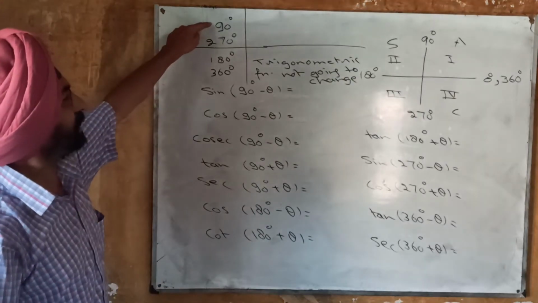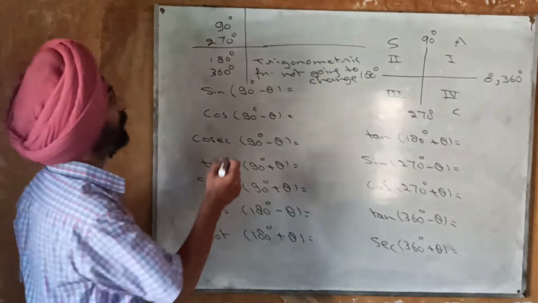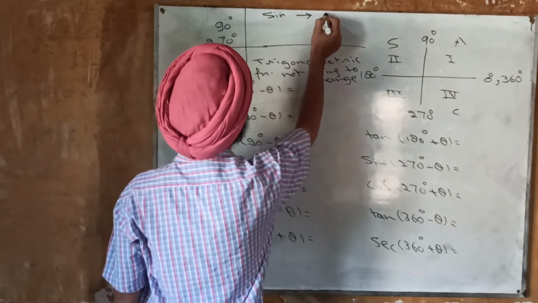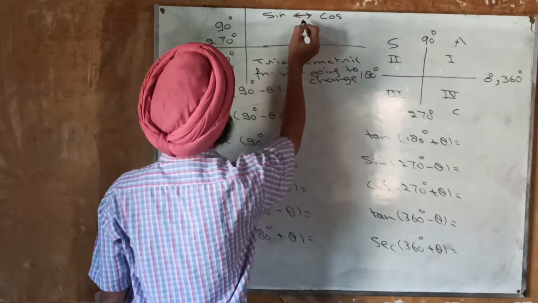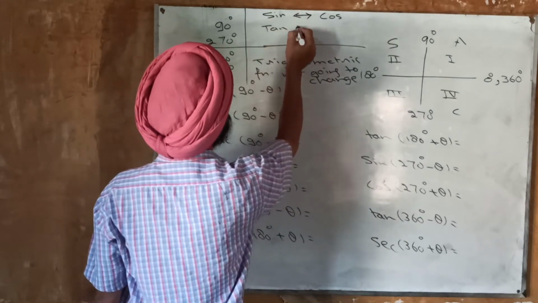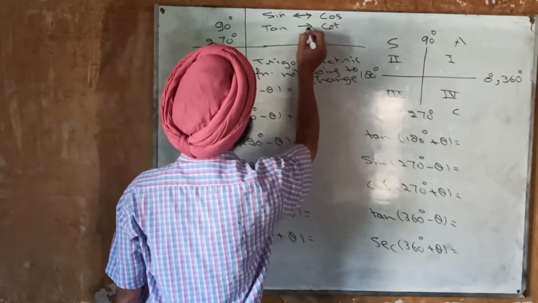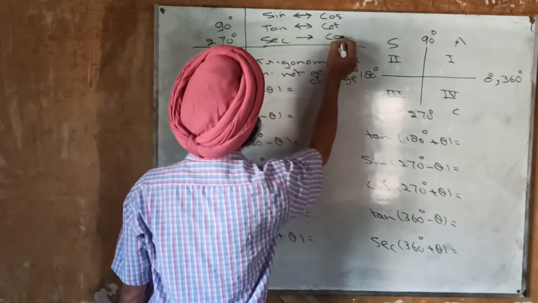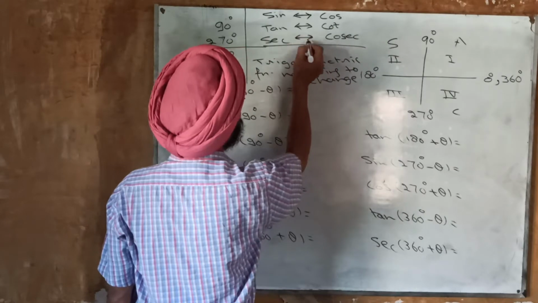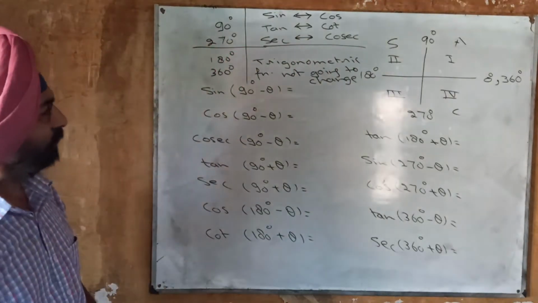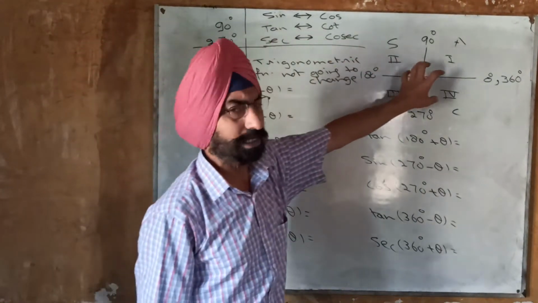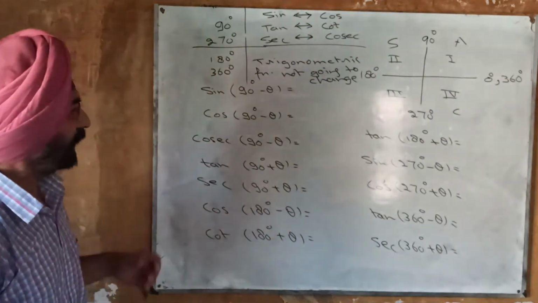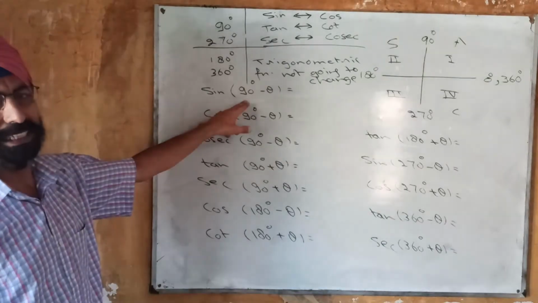But if it is the case of 90 or 270, what will happen? Sine will change to cos and vice versa. Tan will change to cot and vice versa. Secant will change to cosecant and vice versa. If you understand these two things, then these conversions are very easy. So let us start. So first one is there is 90.